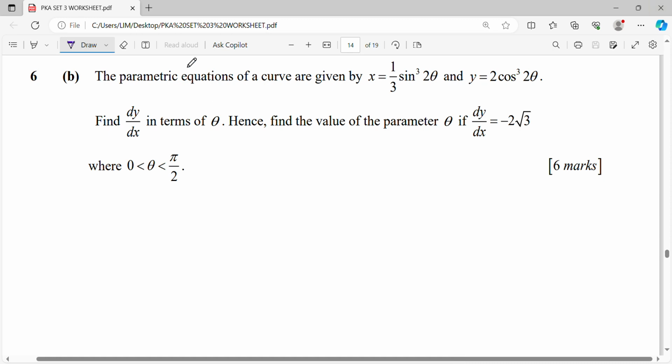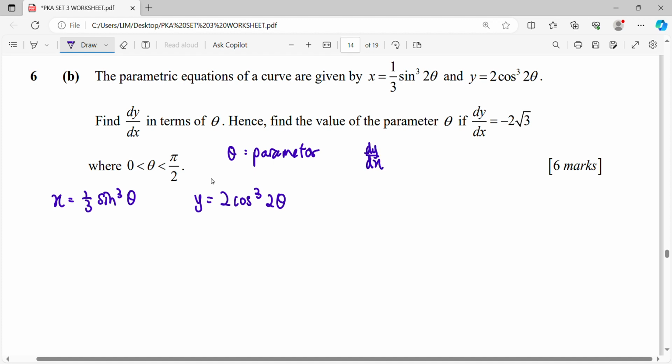Solve these questions. The parametric equation is given by x equals 1 over 3 sine cubed theta, so x is in terms of theta. And then y is also in terms of theta, which is 2 cos cubed 2 theta. This means theta is your parameter here, the third unknown. Find dy/dx in terms of theta.